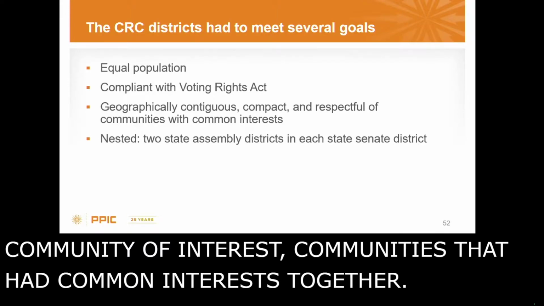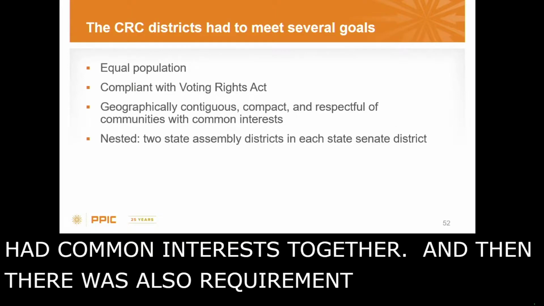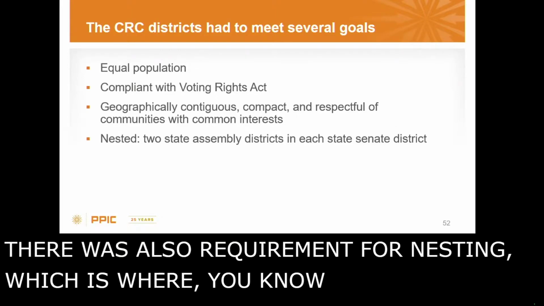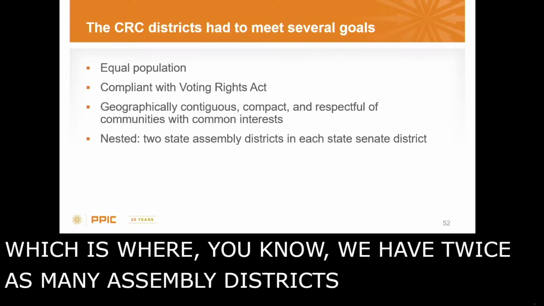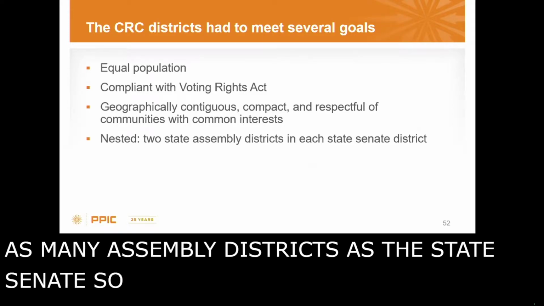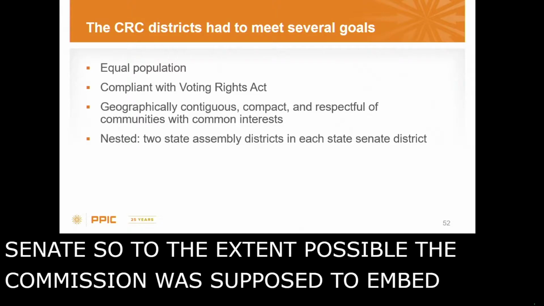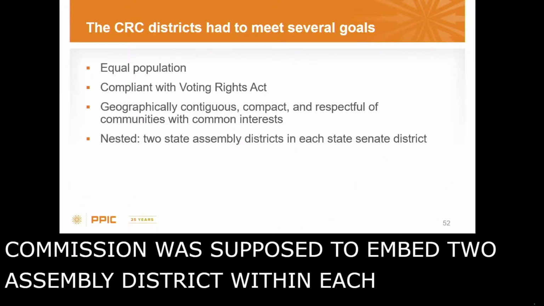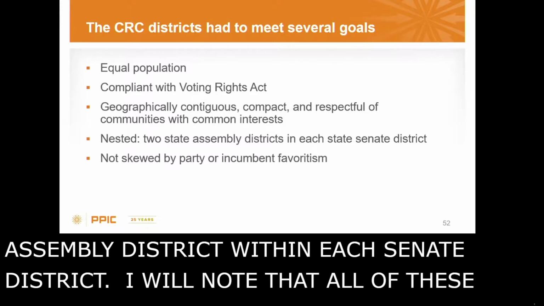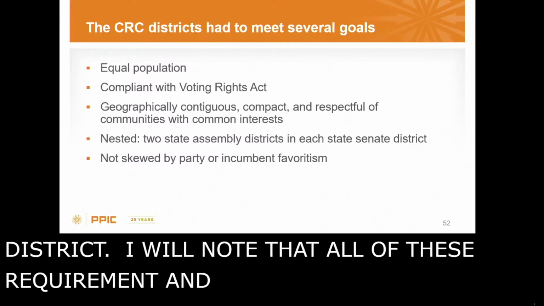And then respectful of communities of interest, of communities that had common interests together. And then there was also a requirement for nesting, which is where we have twice as many assembly districts as state senate districts. So to the extent possible, the commission was supposed to embed 2 assembly districts within each senate district. Also, in addition to all those, they couldn't favor a party or any incumbent.